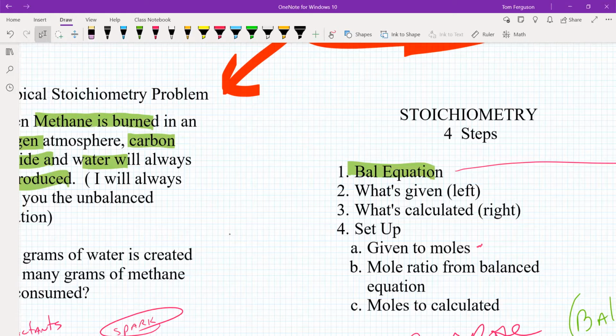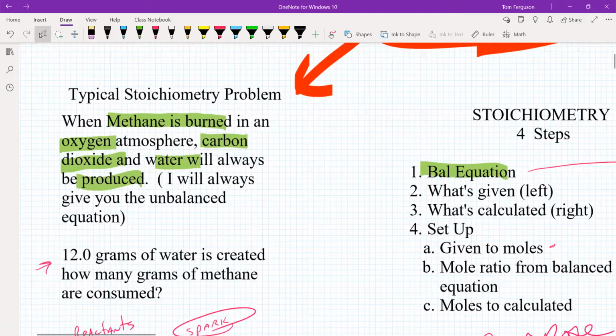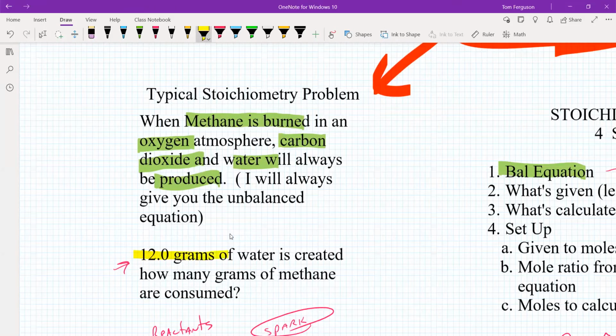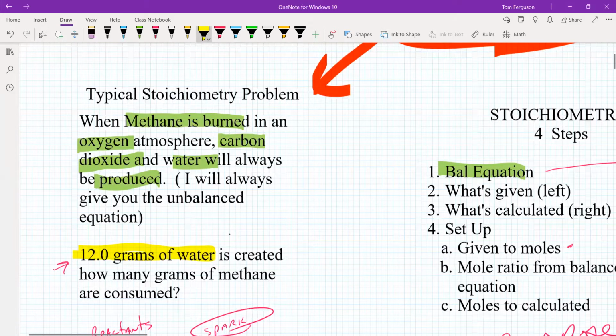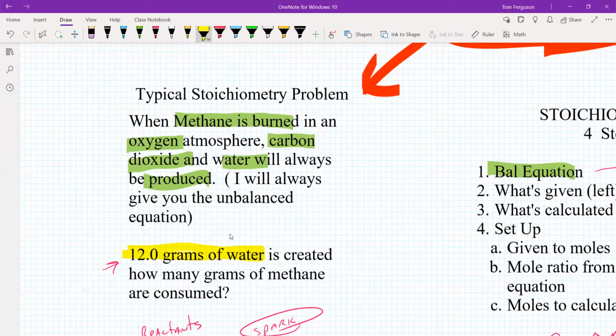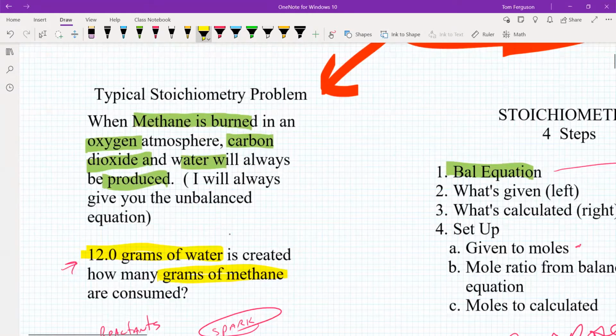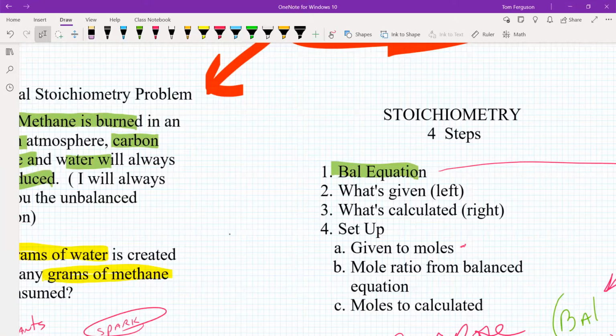What's given? Well, it looks like 12 grams of water is given. What's being calculated? Grams of methane is being calculated. So now we do the setup. This setup goes a little differently when we have a reaction involved. We have more steps.